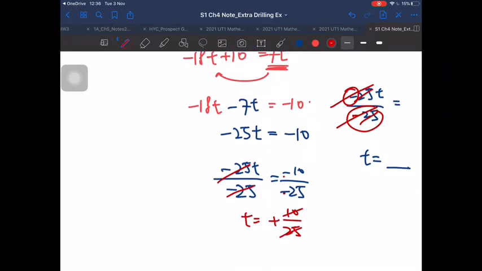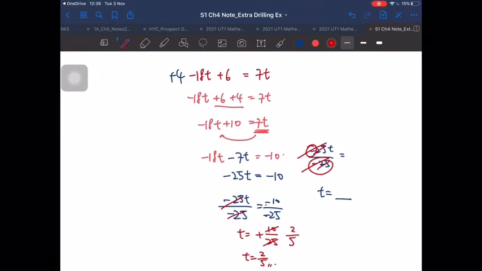So therefore, the answer here, negative becomes positive, 10/25, and then simplify the answer here, 2/5. So that means t is equal to 2/5.